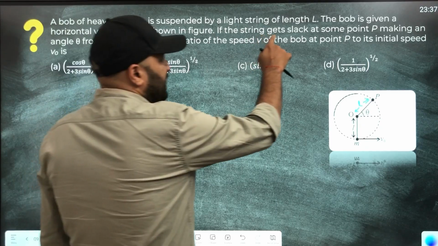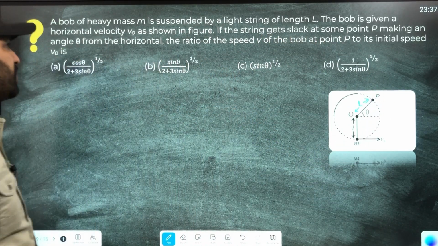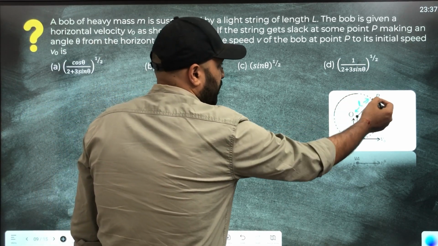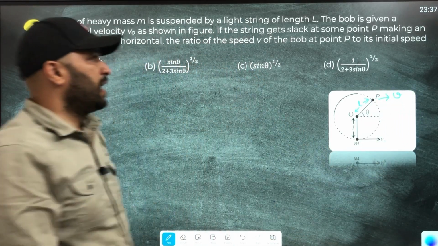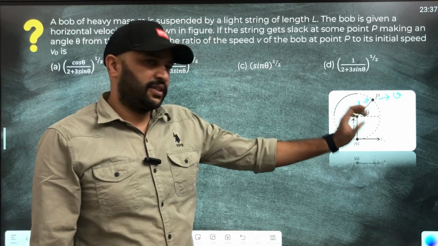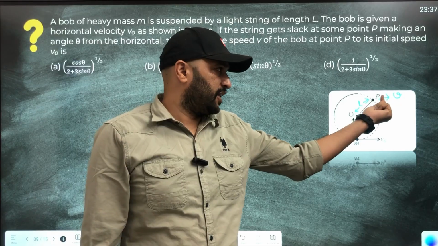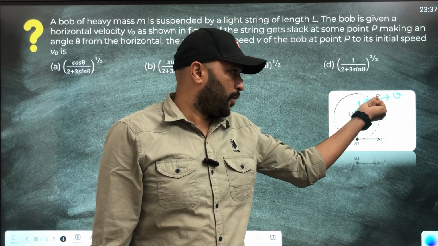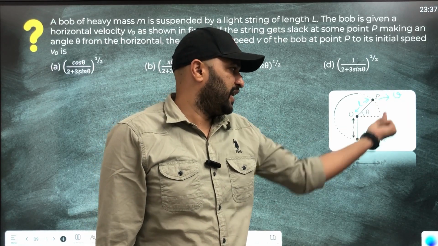If the string gets slack at some point P, making an angle theta from the horizontal, what is the ratio of the speed V of the bob at this point to its initial speed V naught? So in this problem, our previous year problem, we have to find the ratio of the velocity of this bob at point P and at the initial point. So we have to find the ratio of V and V naught.